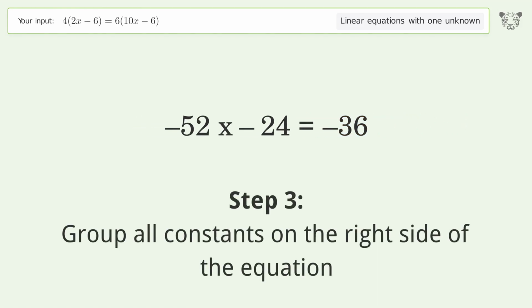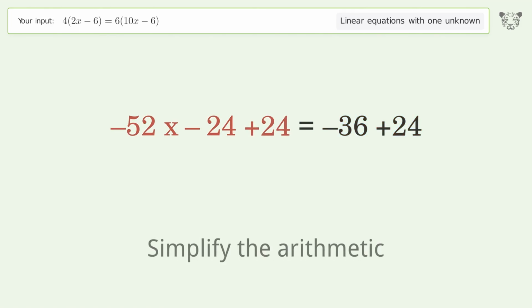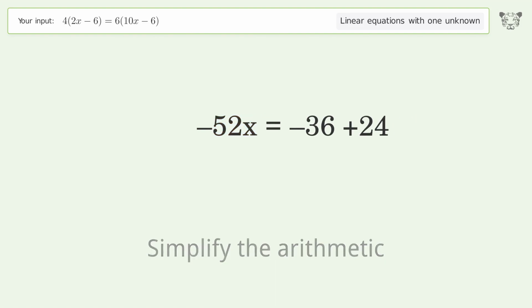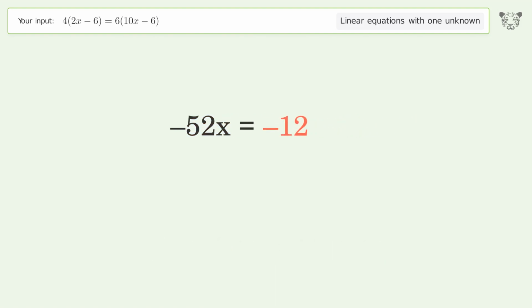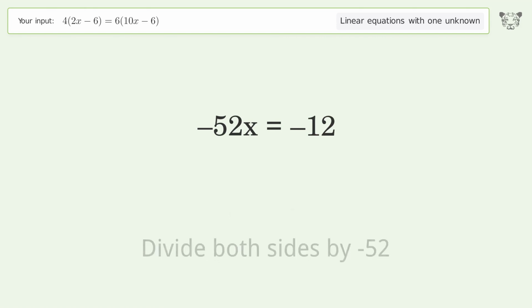Group all constants on the right side of the equation. Add 24 to both sides. Simplify the arithmetic. Isolate the x. Divide both sides by -52.